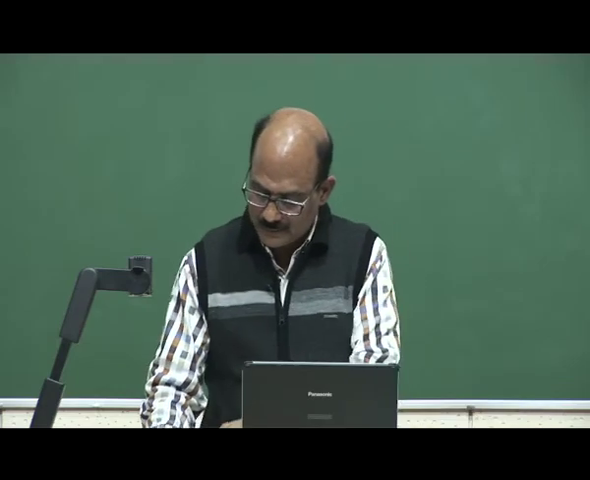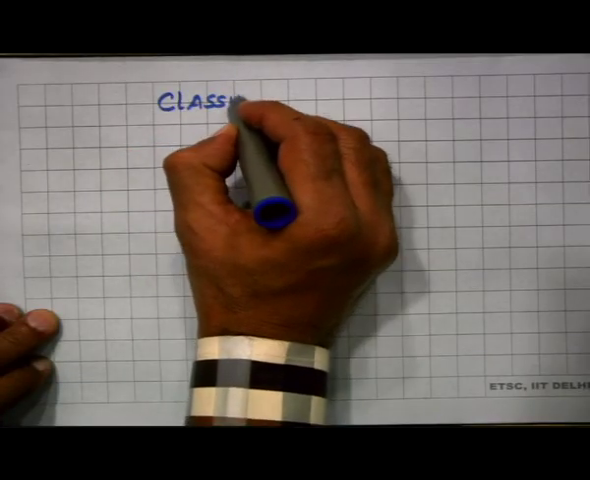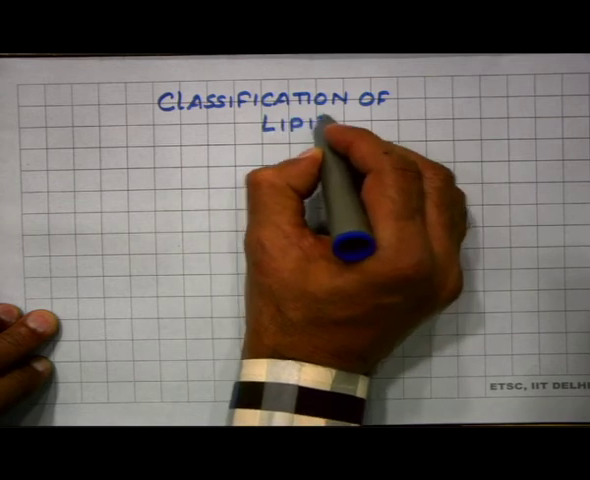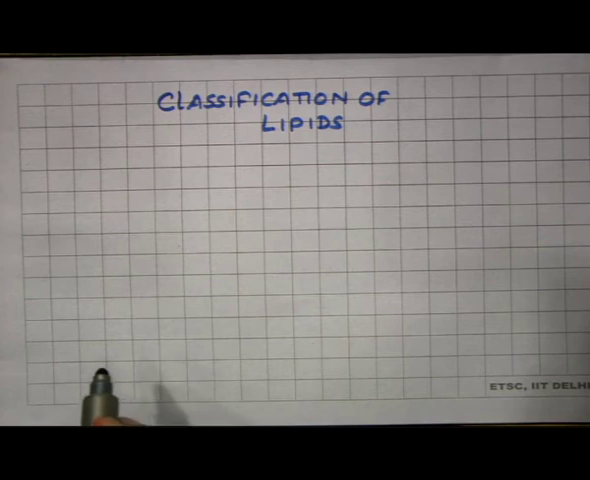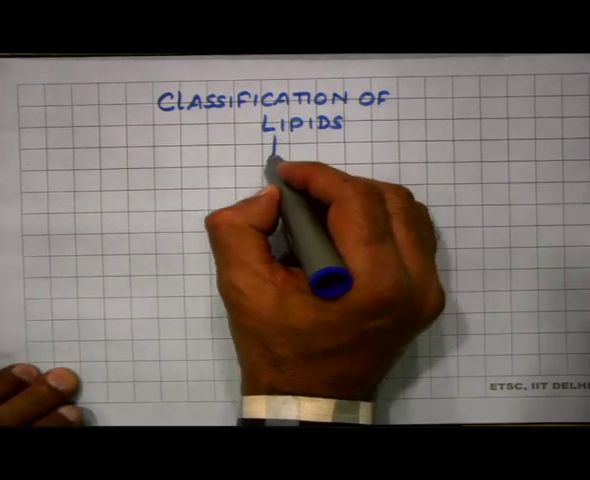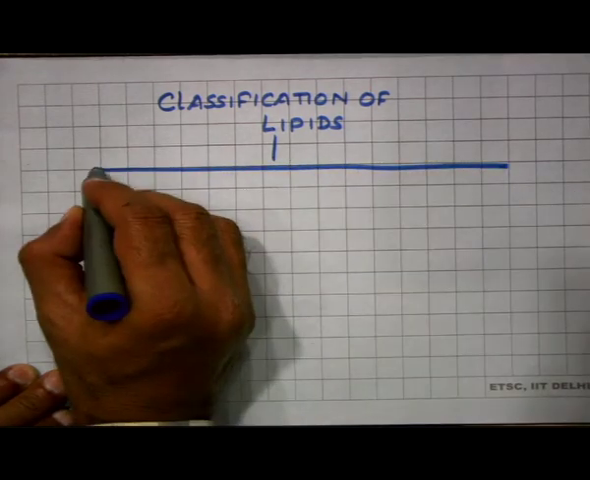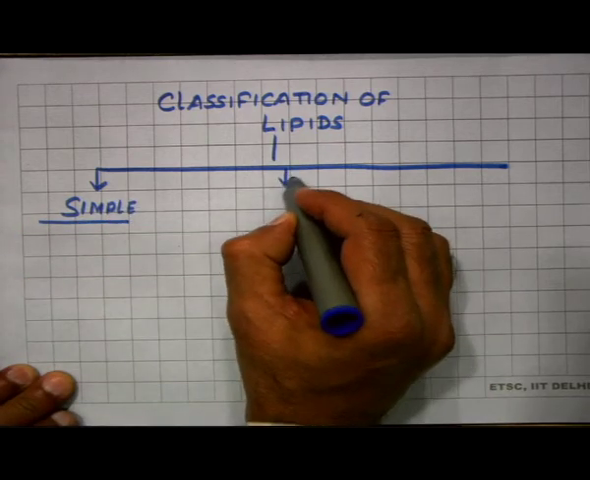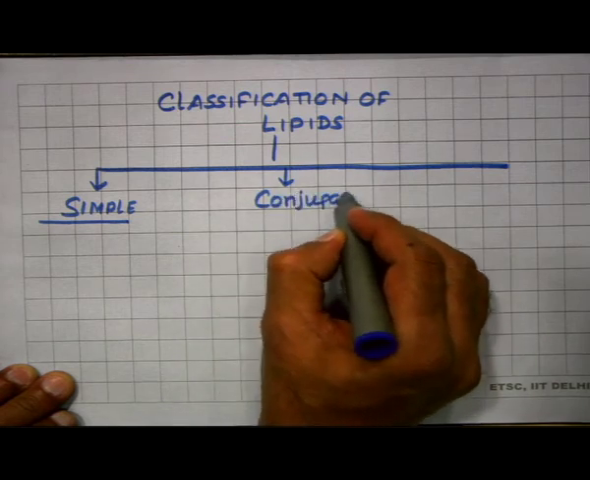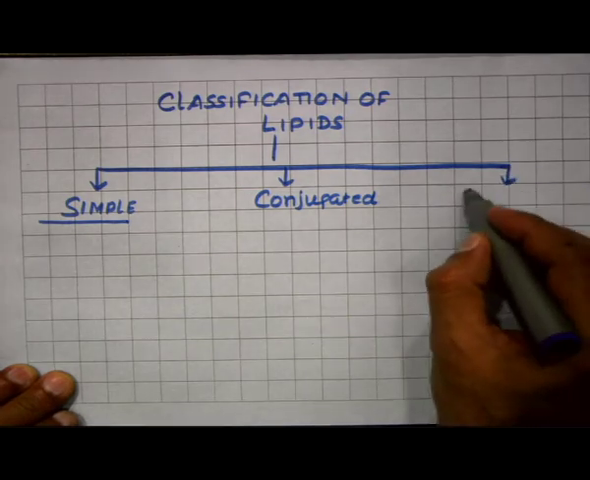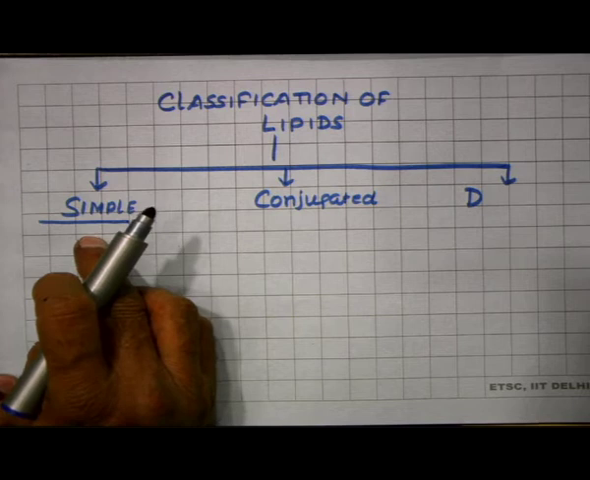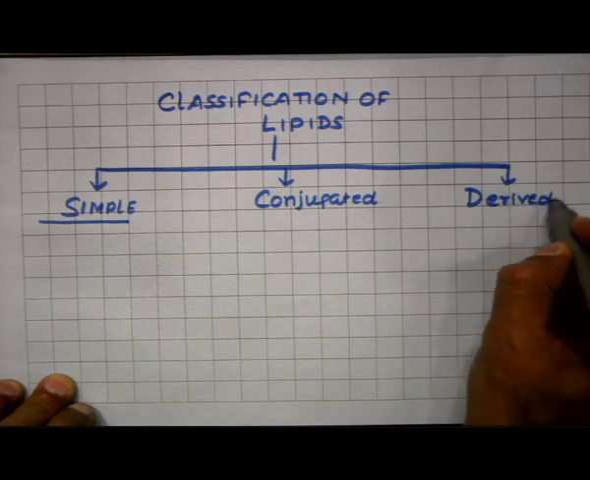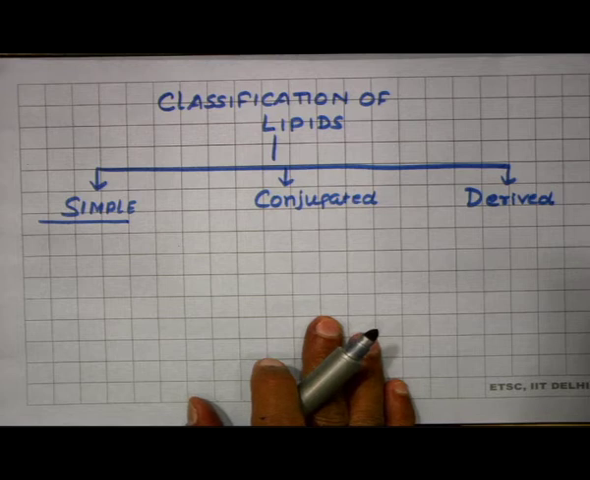Now, classification of lipids. Lipids can be classified into three major groups. One is simple lipid. The second is conjugated lipid. The third, which is formed from the derivation of simple and conjugated forms, is called derived lipid. So, we can classify lipid into simple, conjugated and derived forms.